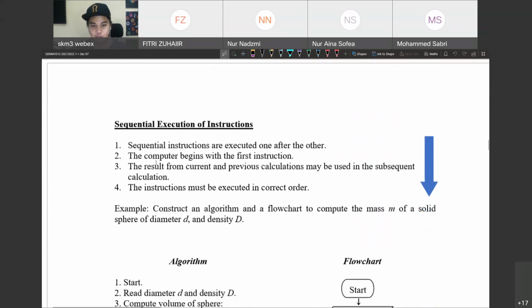So what is sequential execution? It is direct operation. It is like one-way instruction, a one-way job without any kind of decision. It is straightforward. So sequential instructions are executed one after the other. The computer begins with the first instruction. The result from the current and previous calculation may be used in the subsequent calculation. And finally, the instructions must be executed in the correct order.